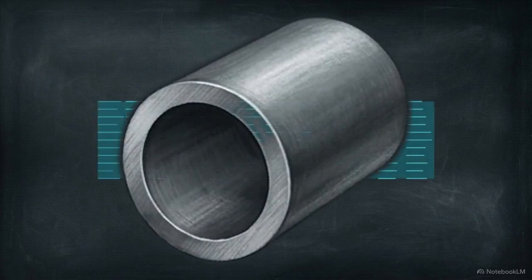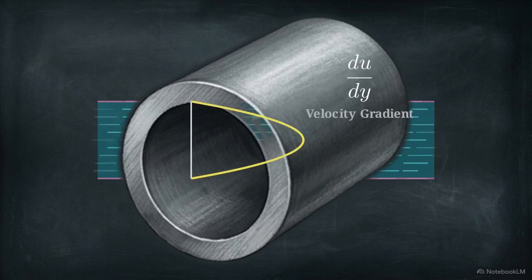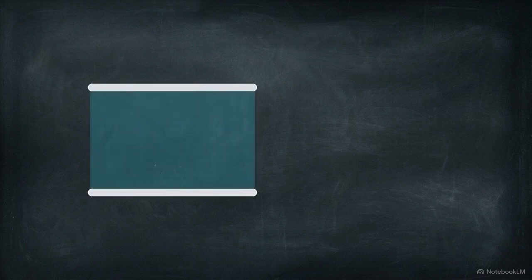Looking at this animated cross-section of a pipe, we can see exactly what a velocity gradient is. The layer of fluid touching the solid walls is completely stationary, but as we move toward the center, each successive layer moves faster, creating this distinct curve. We can see how this works mathematically by transitioning to a flat setup.